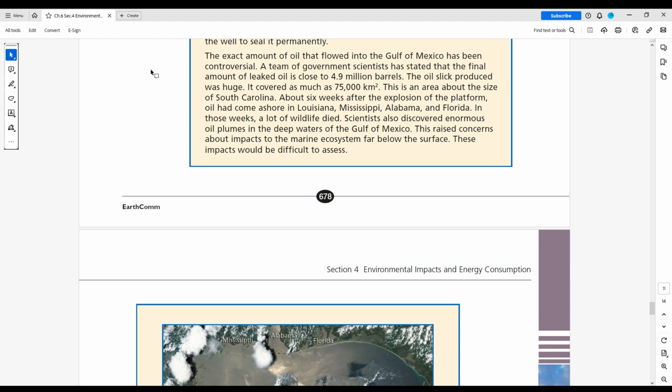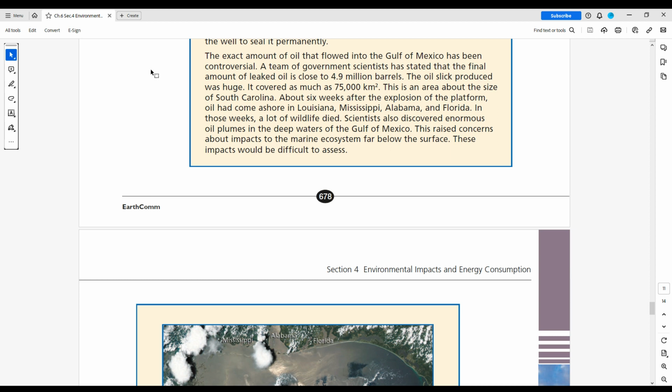The exact amount of oil that flowed into the Gulf of Mexico has been controversial. A team of government scientists has stated that the final amount of leaked oil is close to 4.9 million barrels. The oil slick produced was huge. It covered as much as 75,000 square kilometers. This is an area about the size of South Carolina.